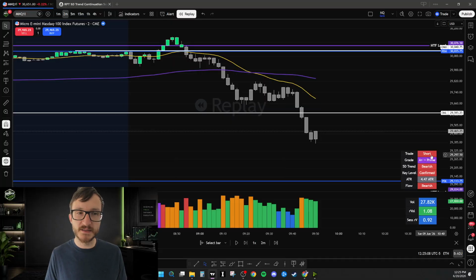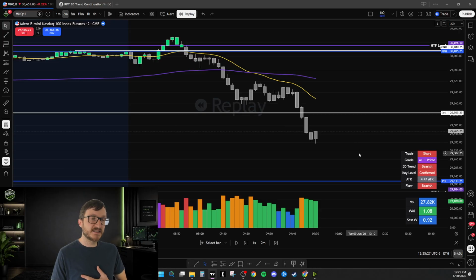It's saying short, A plus prime grade trade, which is the absolute best. A plus is the best grade given. It's telling us bearish for that trend because we're now below our trend EMA. And we've confirmed key levels. So now I'm interested in taking a trade.